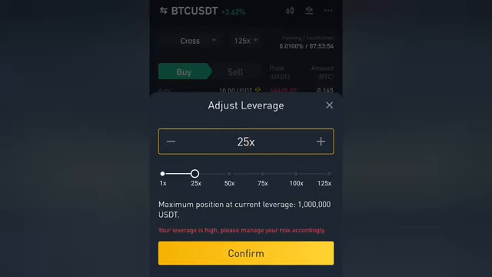Also, the same thing goes for 50x leverage. When the price goes up 1%, you get 50% on your trade. Also, the same thing for 100x leverage and above. Now you know that the more leverage you use, the more profit you get.